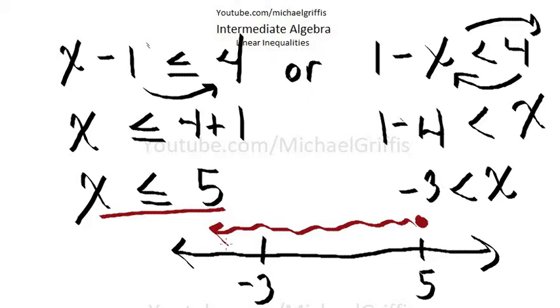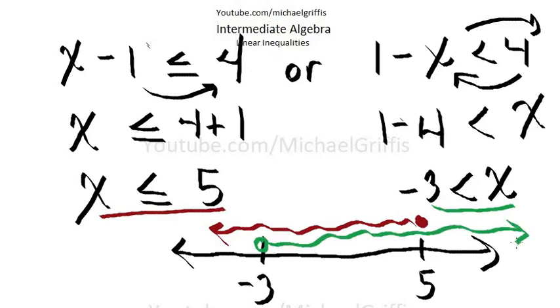Now let's look at the inequality on the right hand side. That says x is greater than negative 3. So greater than, it doesn't include negative 3. So put an open circle and everything greater than.